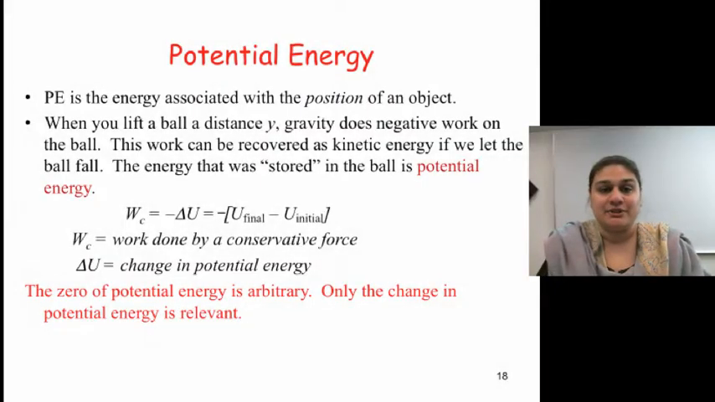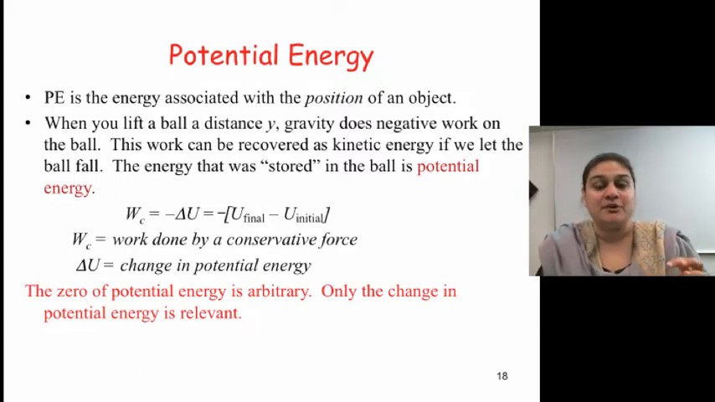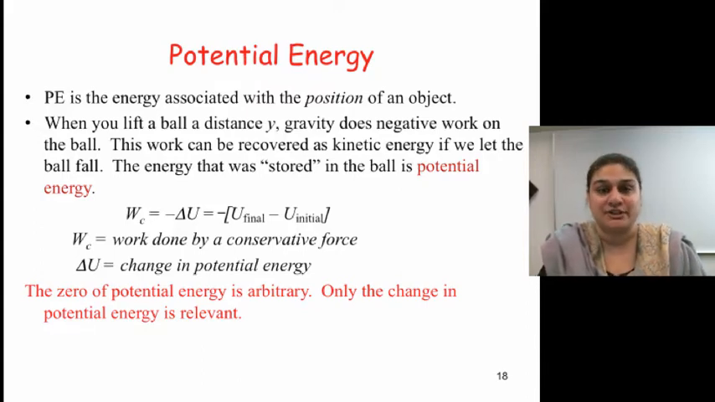Next, let's talk about potential energy. Potential energy is the energy associated with the position of an object. If you lift a ball a distance, say y, gravity does negative work on the ball. This work can be recovered as kinetic energy if we let the ball fly. So that means that energy had been stored in the ball, and that storage of energy is called potential energy.